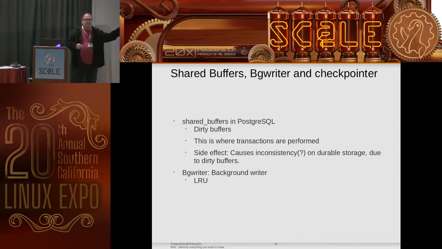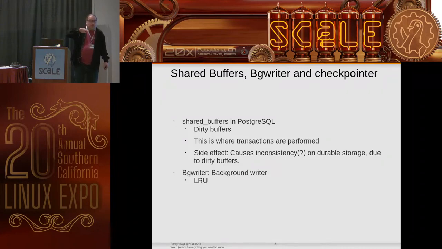So BGWriter starts. BGWriter runs often, even by default, though with bad values. It runs every 200 milliseconds, which is not enough for production. You should decrease the value, but that's not the topic for this talk. So it picks up the least recently used one to synchronize the data to the disk, which means not first in, first out.